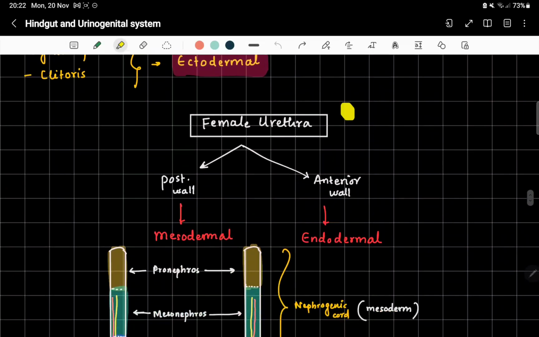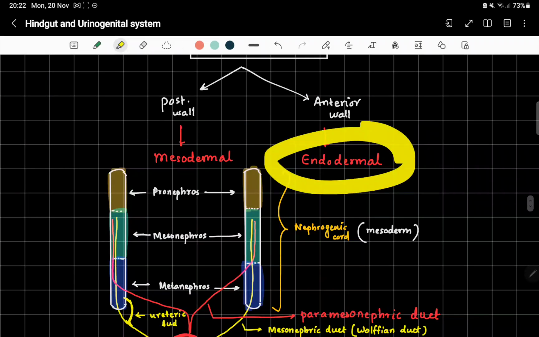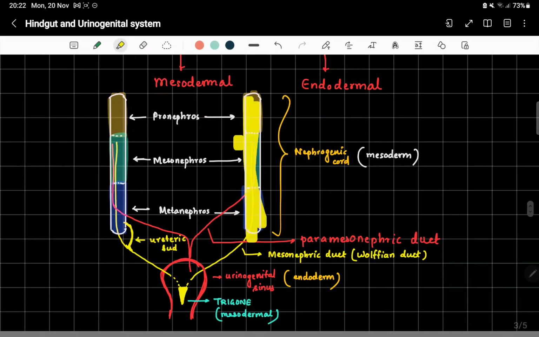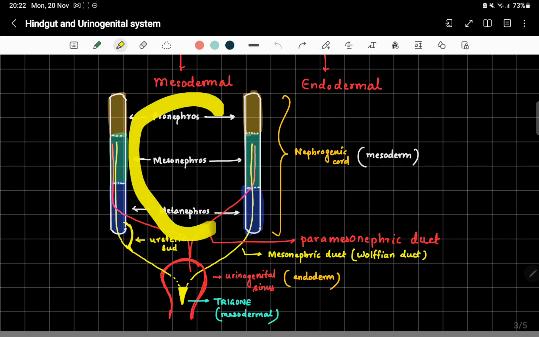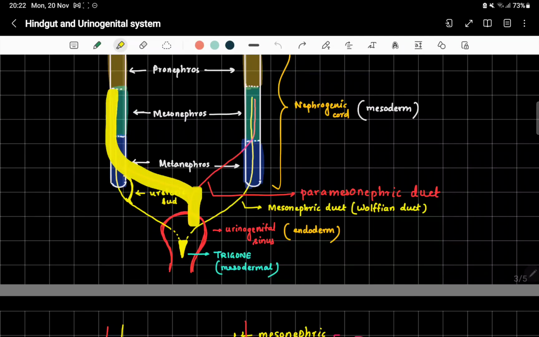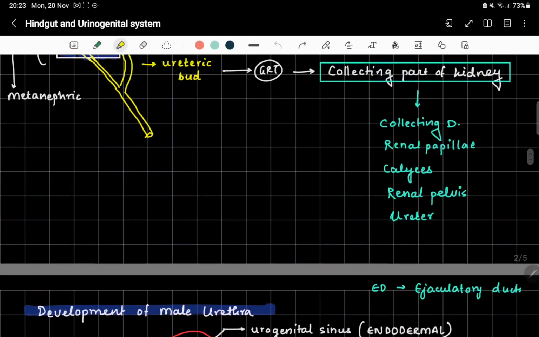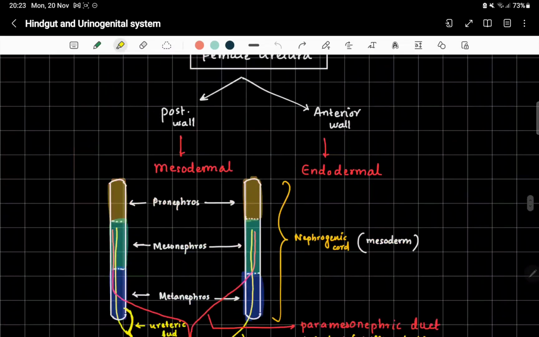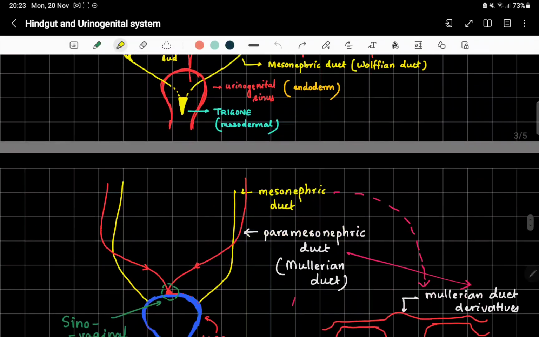In the female urethra, we have a posterior wall and an anterior wall. The posterior wall is mesodermal and the anterior wall is endodermal. Talking about this, we have the same nephrogenic cord, which is mesodermal: pronephros, mesonephros, metanephros. The same ureteric bud will be coming, and we have another duct in the female, that is the paramesonephric duct. Here the mesonephric duct is the same Wolffian duct. So we will see two ducts, which will try to regress.